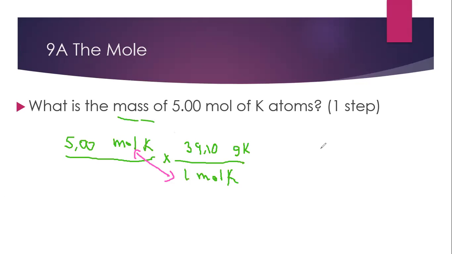5.00 times 39.10 equals, and the answer is 195.5. Okay, starting out, we only started with 3 sig digs, so we need to round to 3 sig digs. So we're going to put 196, and we're going to use our units. You must have units at the end and use units in this process.